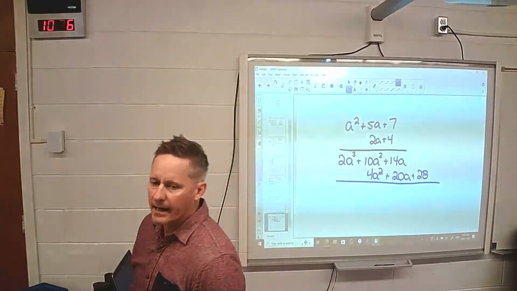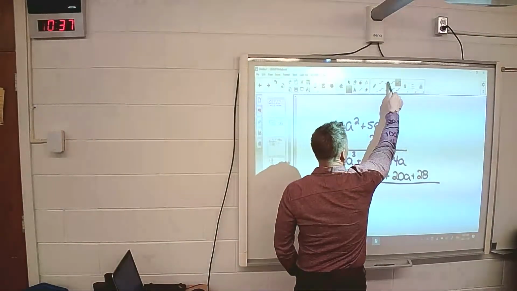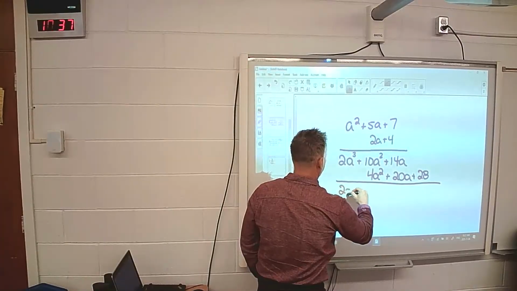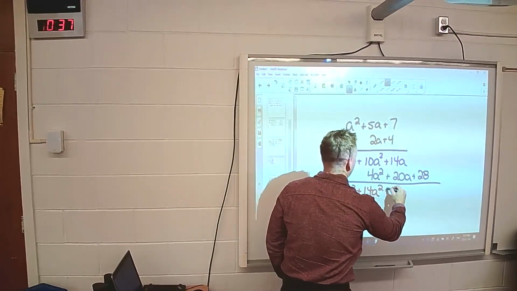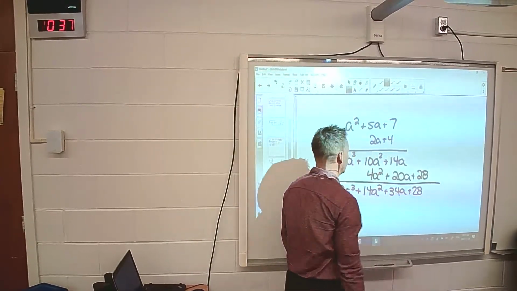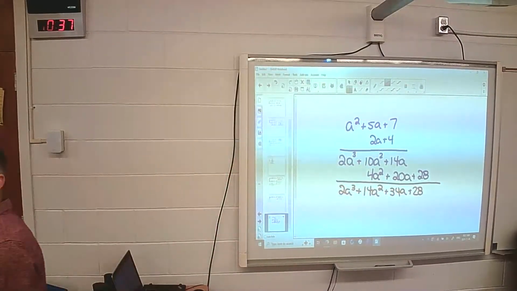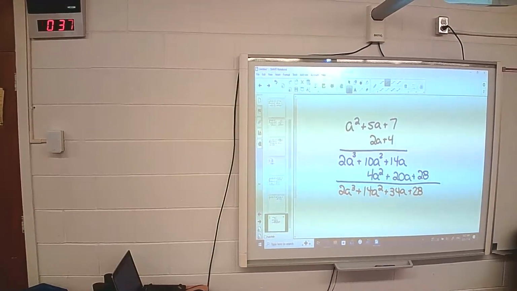So while I stack it, I work left to right, but I always just put my like terms under each other, so then I know how to add it and subtract it. To me, that makes this a much simpler method of doing it. So the 2a cubed just comes down. That makes 14a squared. That makes 34a. And that makes 28. And there's your final answer. Can we use the first method? Yeah.